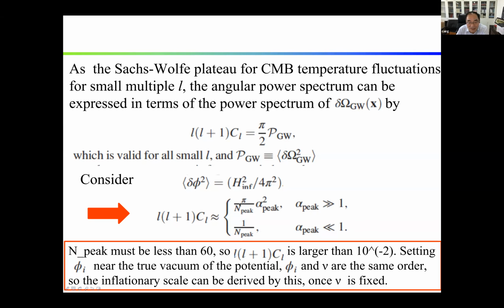If alpha peak is larger than this value, or much less than one, then one gets the N peak. N peak, of course, must be less than 6 as in most inflation models. So L times L plus 1 times CL is larger than 1 over 100. So this is large enough. Setting phi I near the true vacuum of the potential, then phi I and nu are of the same order. In this way, the inflation energy scale can be derived by this one. It means once this quantity is determined, then we can determine the alpha peak. Then if the nu is fixed from some model, we can know the energy scale of the inflation model. This is a new way to determine the energy scale of inflation models.